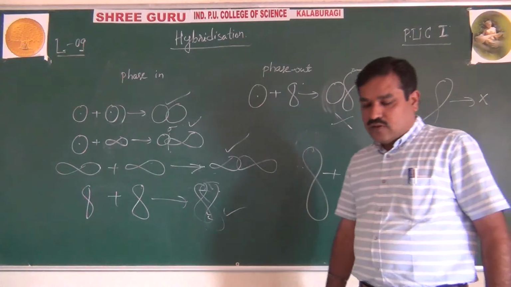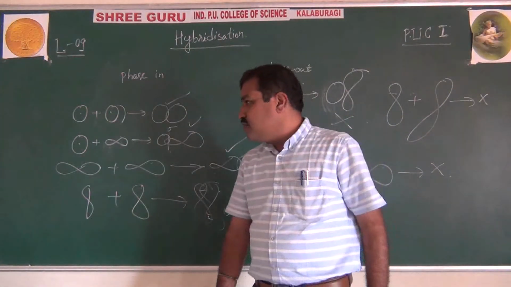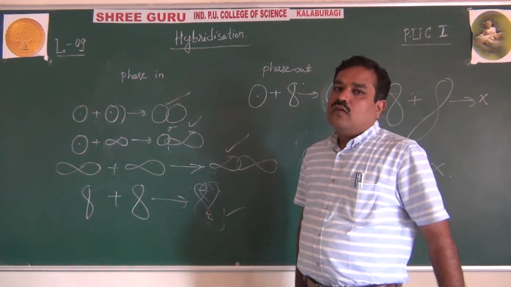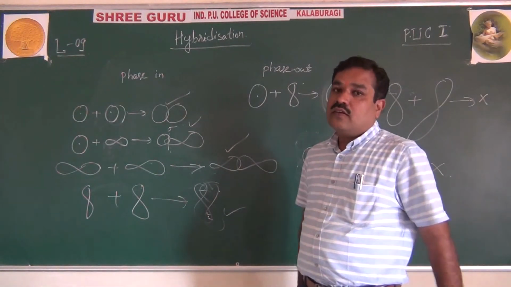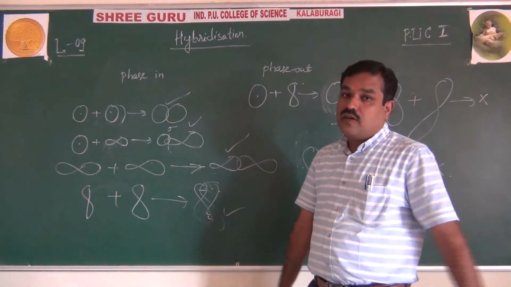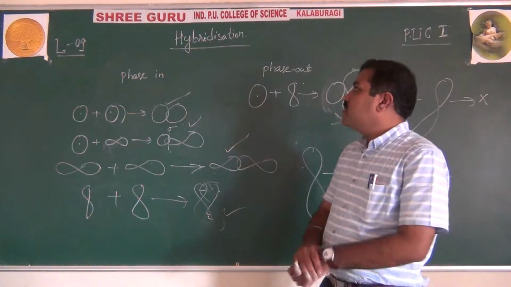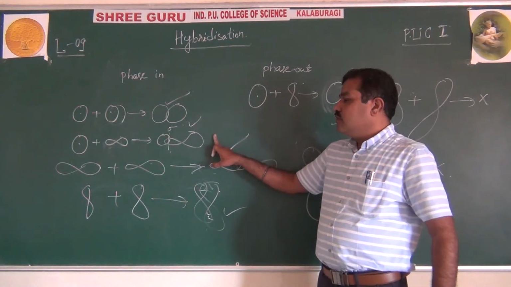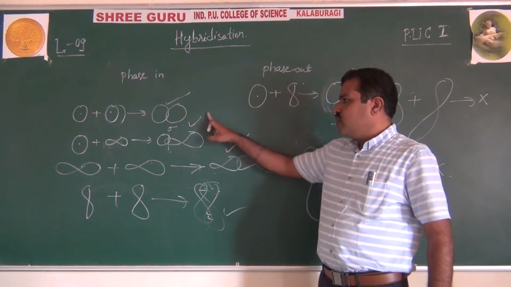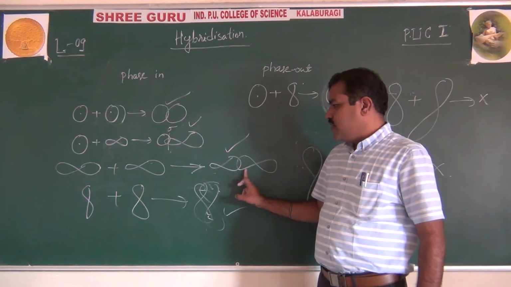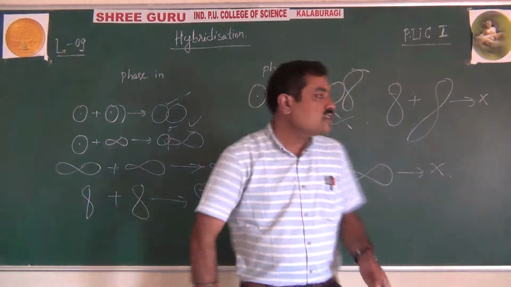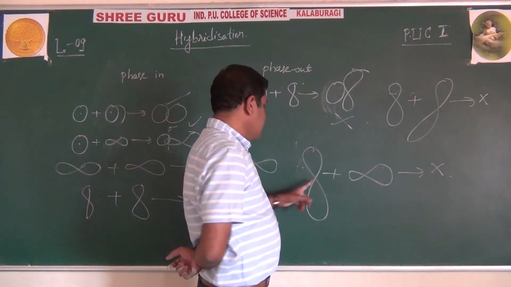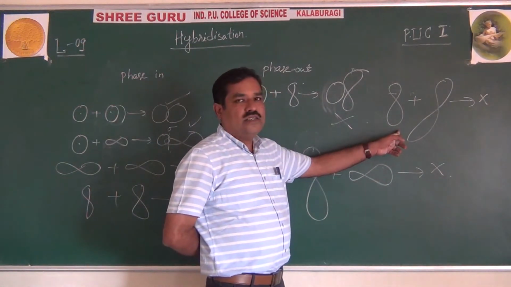Okay? S can overlap with only s. S and p, this is axial overlapping, is possible, but sideways or lateral overlap not possible. Remember. Before going to hybridization, you should know this compulsorily. Okay? Phase in, phase in, phase in. Proper orientation, proper orientation, proper orientation. This is called improper orientation.